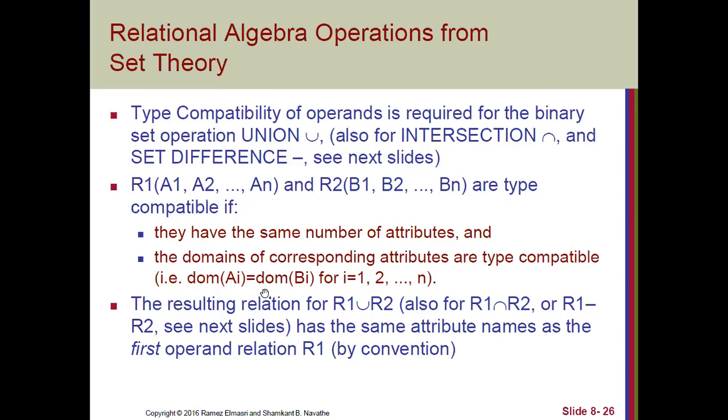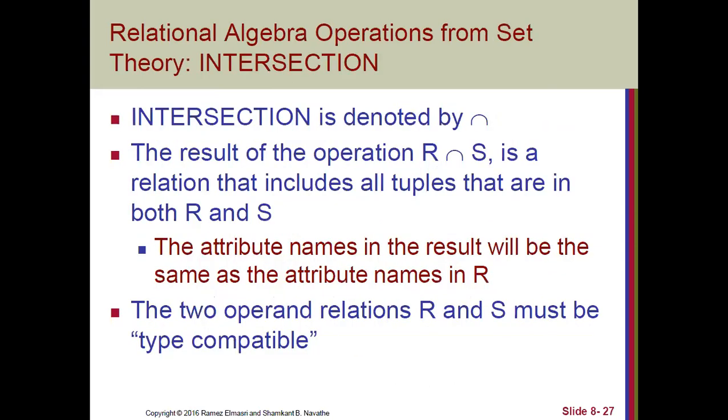In other words, domain of A1 is equal to domain of B1, domain of A2 is equal to domain of B2, and domain of A3 is equal to domain of B3. The resulting relation from R1 union R2, and also in the case of intersection or difference, has the same attribute names as the first operand relation R1 by convention.